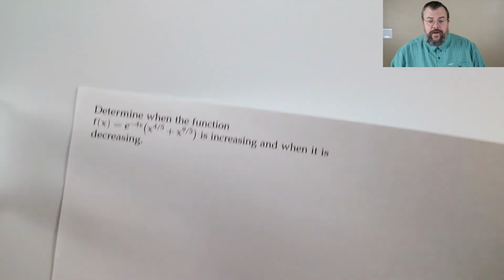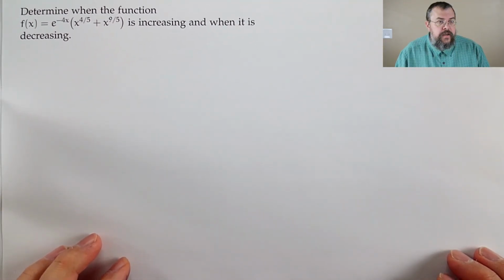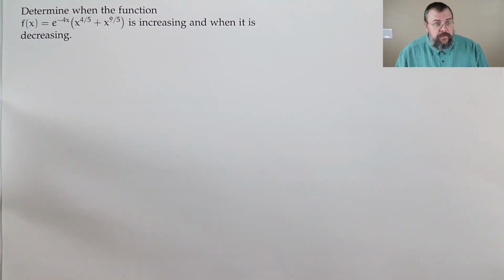All right, on to our next problem. Determine when the function f of x, which is e to the negative 4x times x to the 4/5 plus x to the 9/5, is increasing, and when it is decreasing. So we kind of hopefully know our routine by now. We're going to find our critical points, split our interval up, and go from there.